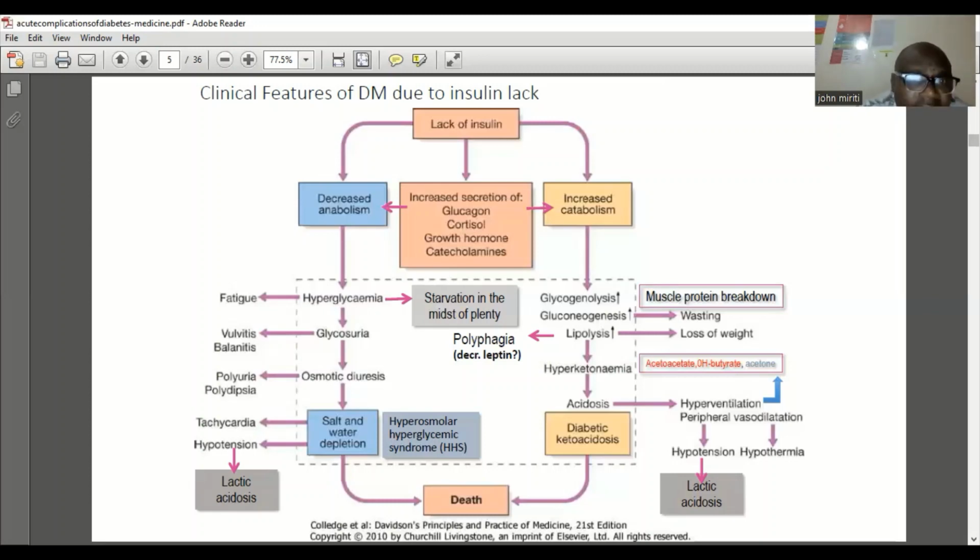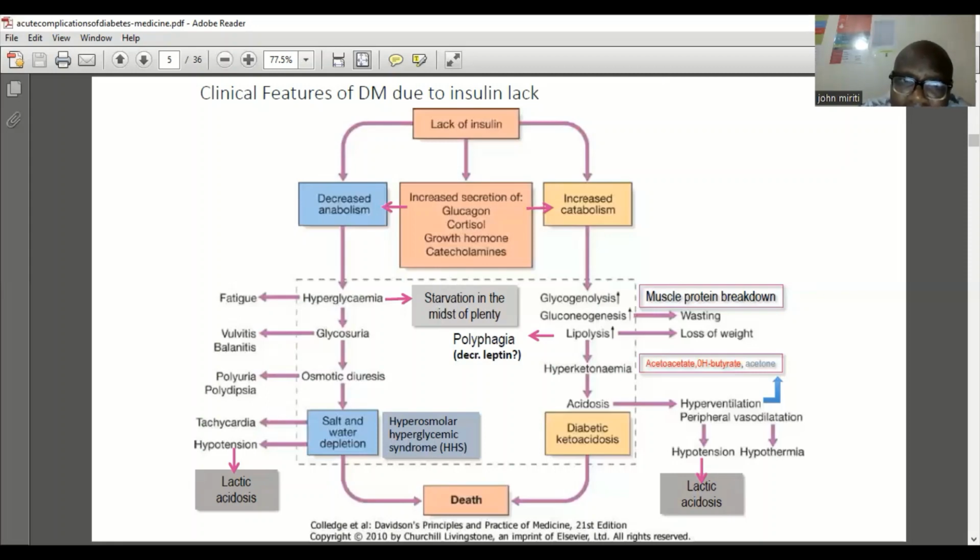Now, glycosuria on the other side can result in osmotic diuresis, because the body will need a lot of water to clear out these sugars. So there is osmotic diuresis, which will result in polyuria and polydipsia. And this will result in what? Electrolyte imbalance, resulting in salt and water depletion, especially sodium, and this can result in tachycardia, and also hypotension. Again, it can result in lactic acidosis, and it results in hyperosmolar hyperglycemic syndrome. This results in death.